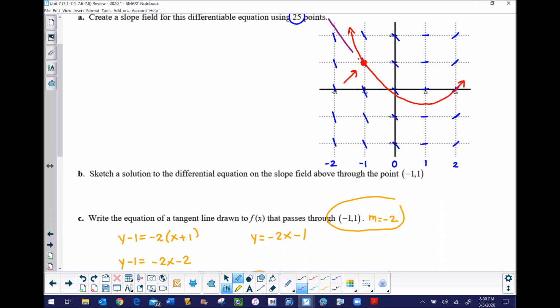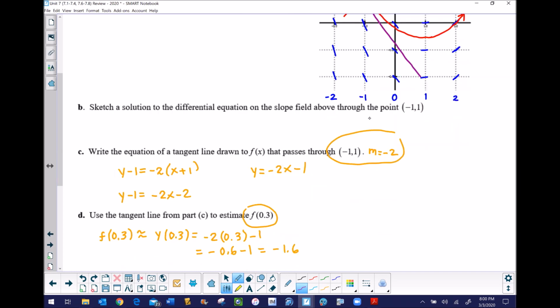It's going to be freehanded here. Maybe the slope, the tangent line looks like that. Well, I want to show you what happens here. If you're estimating what f of 0.3 is, okay, 0.3 is, I don't know, guys, is that about right? Is that about where 0.3 would be located?